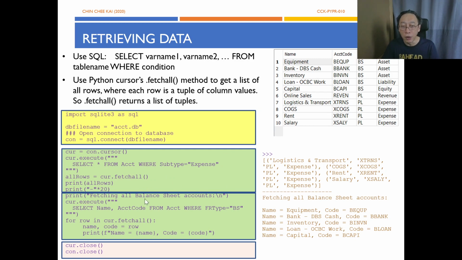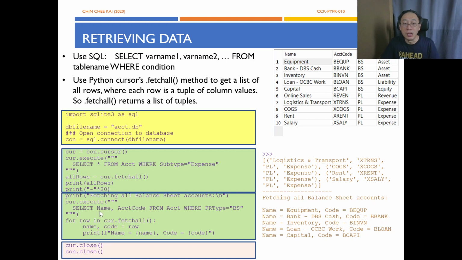And then we say fetching all balance sheet accounts. Something nice, right? Because that's our business goal. We say we want all the balance sheet accounts, and that's reflected in FR type being equal to BS here. Yeah. So we know how to issue the SQL select command.